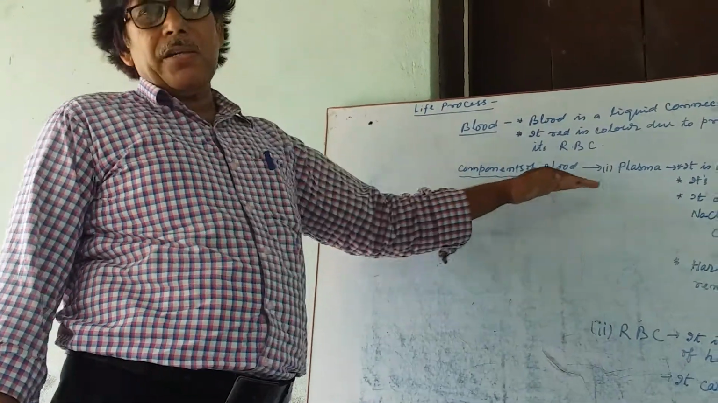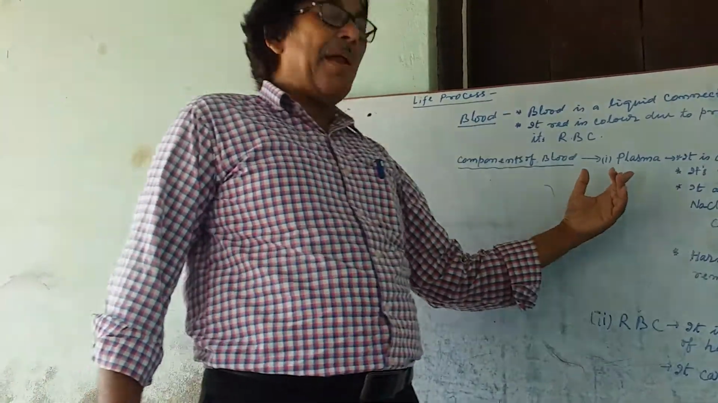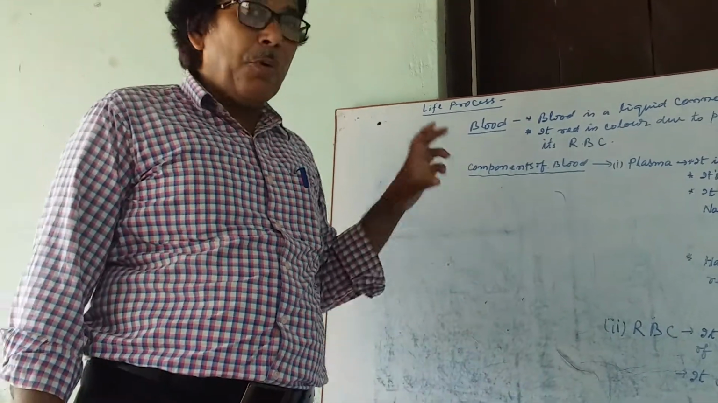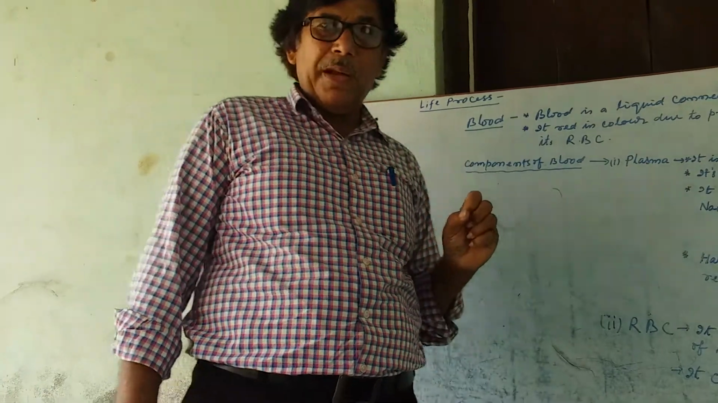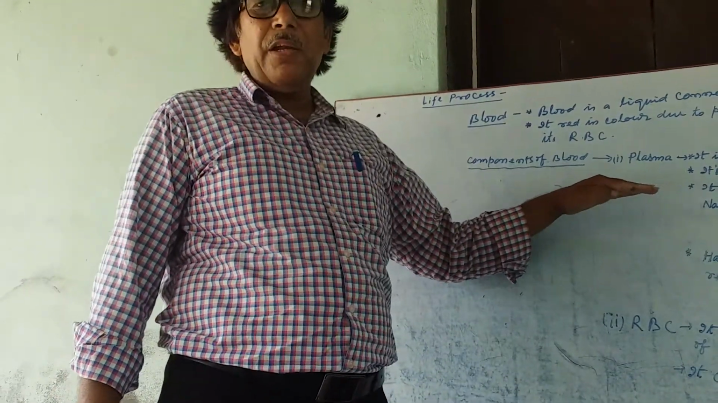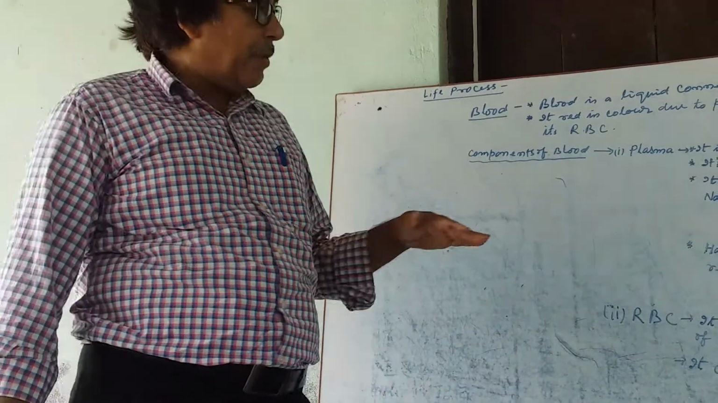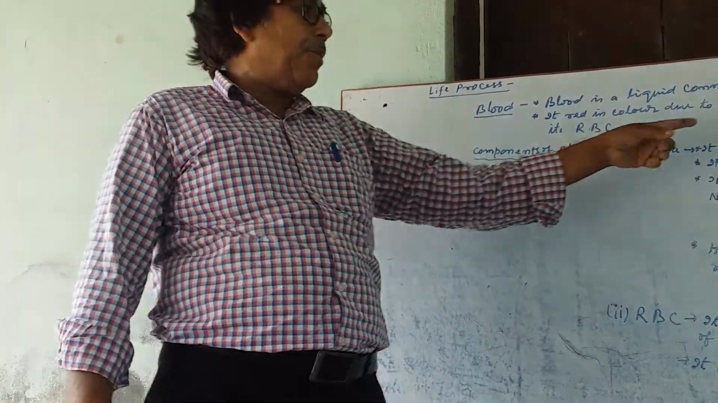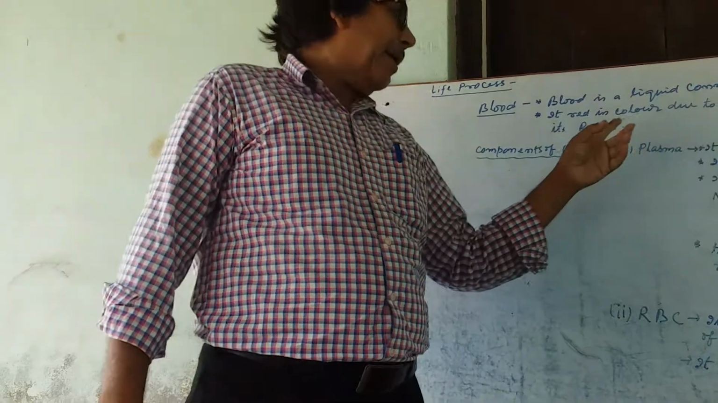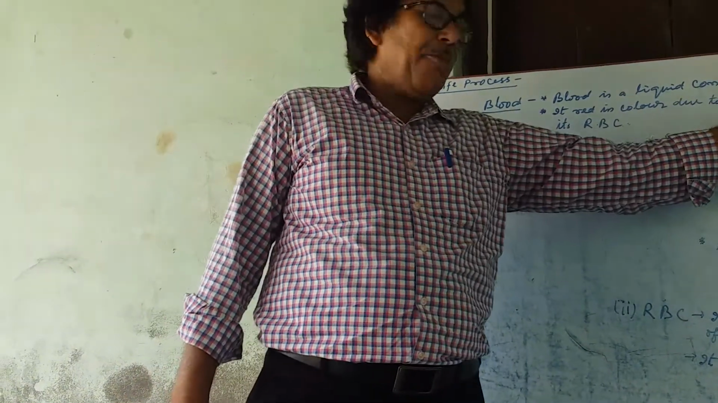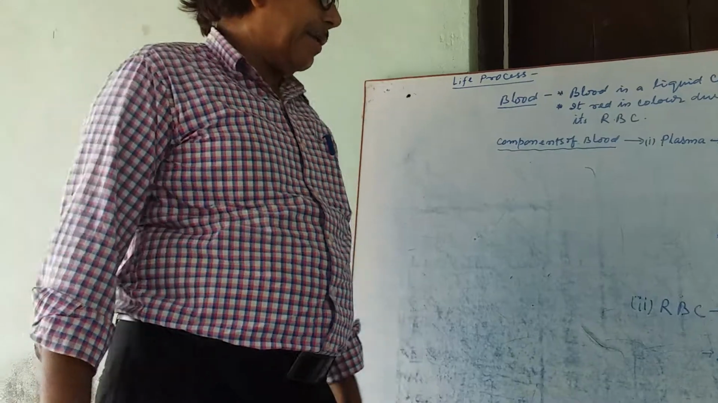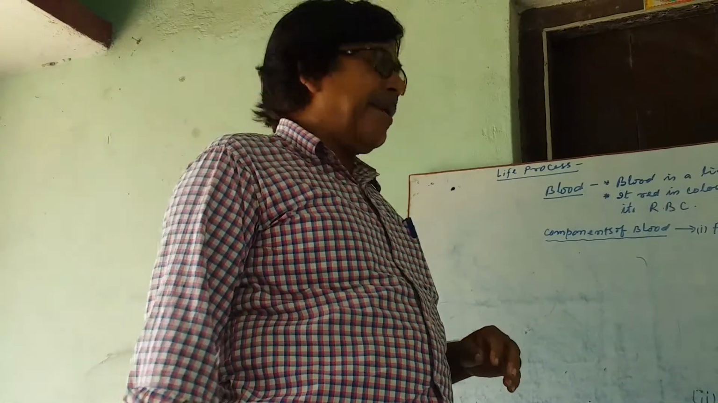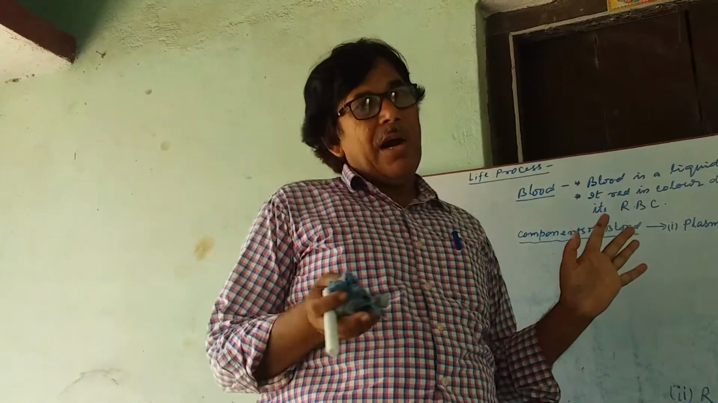Now components of the blood. First I have taken plasma. It is the main component of the blood that supports all other components of the blood. Plasma is the fluid or liquid part of the blood. Actually it is colorless, but it seems red due to suspended particles of RBC that contain hemoglobin, which is red in color. Now plasma is the colorless part of the blood and its 90% is water.